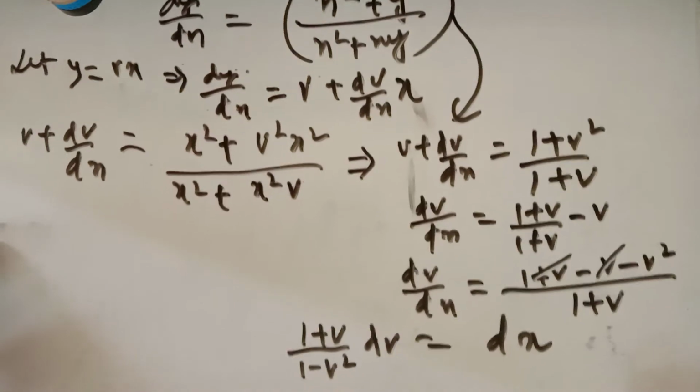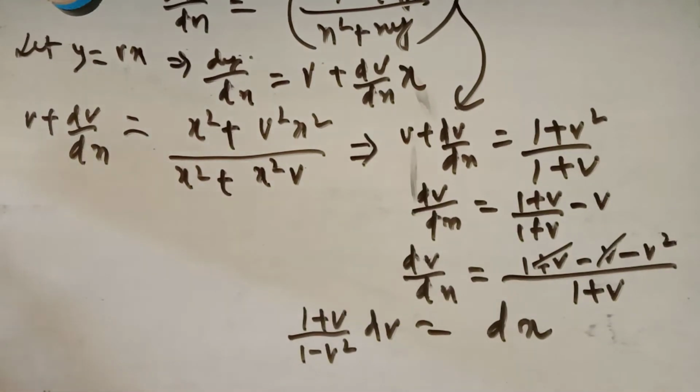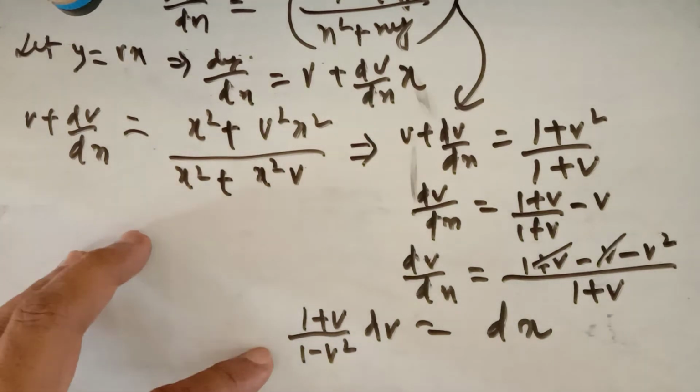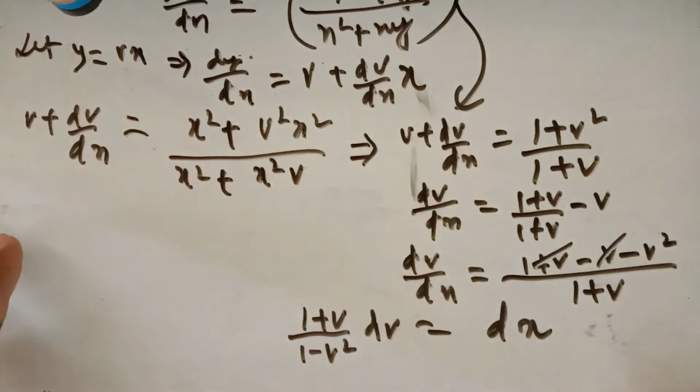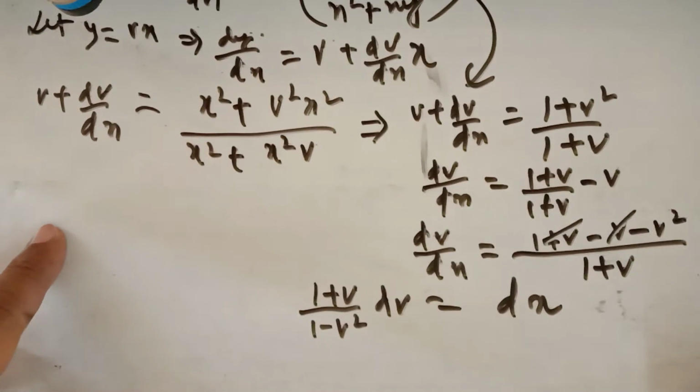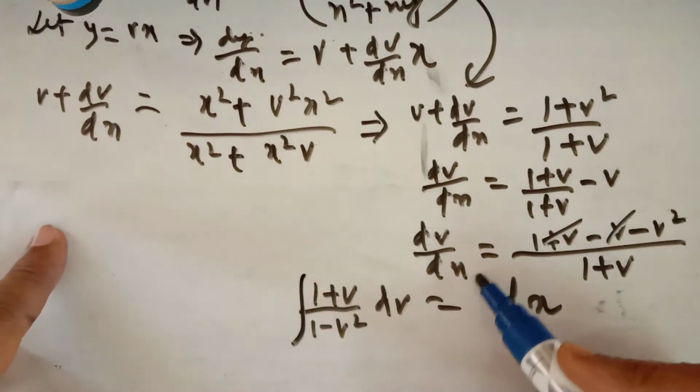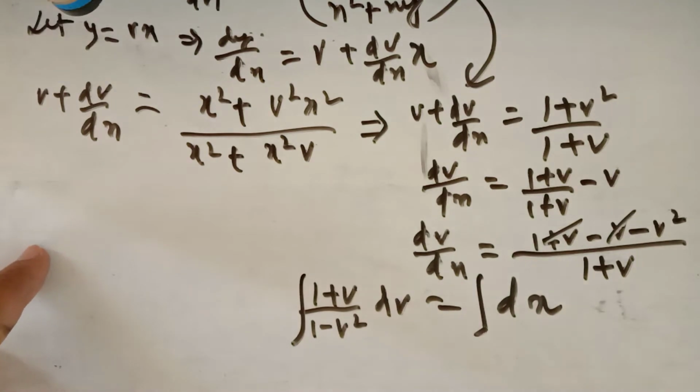When you put the value of y is equal to vx and replace the value of dy/dx and arrange it, we will get a separable variable differential equation. That is, the dv will contain all the terms containing v and dx will have all the terms containing x. And after that you have to take the integration on both sides. Both sides you have to take the integration.